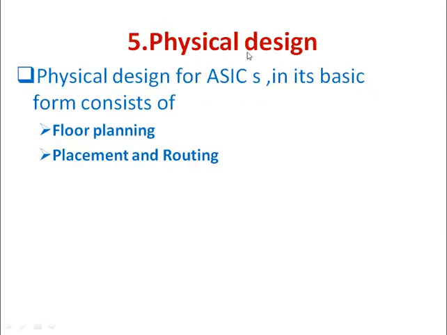Next, we go for physical design. The final stage in the design flow is physical design, in which we refine the gate level design into an arrangement of circuit elements in an application specific integrated circuit, or build the programming file that configures each element in an FPGA. Right? Next, physical design for ASICs in its basic form consists of floor planning, placement, and routing. Let me go with the floor planning.